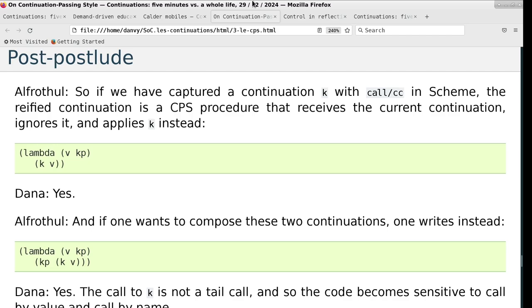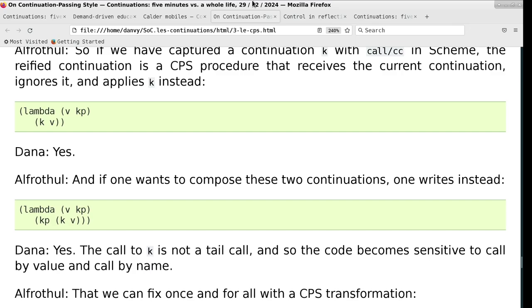So if we have captured a continuation K, we can call it. The reified continuation is a CPS procedure that receives the current continuation, ignores it, and applies K instead. So we apply the procedure, which takes an argument and a continuation, ignores that continuation, and continues with the captured continuation. And if one wants to compose these two continuations, one writes instead: rather than ignoring the second argument, apply it to the result of applying the captured continuation.